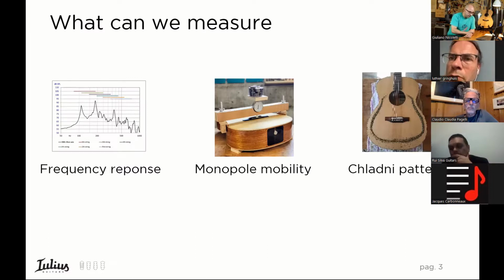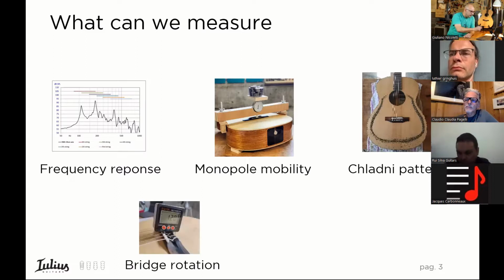So I would say that the first two, the frequency response and the monopole mobility, are very important for each instrument that we build. The visualization of Chladni patterns might be useful, but I would say that this kind of measurement is useful mostly for R&D purposes, or to debug or troubleshoot to find some issues, for example. So these are the three main measurements that I suggest to perform, if not always, I would say very often. Then we can also use the bridge rotation measurement, but this type of measurement can also be included in the monopole mobility, so it's not always necessary.